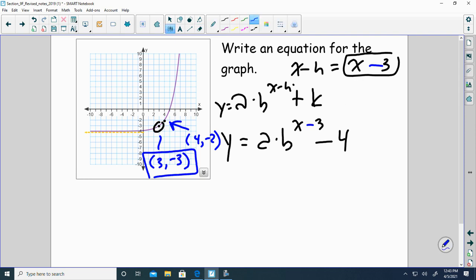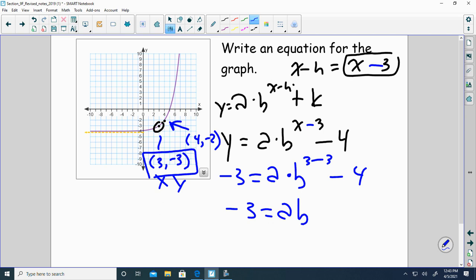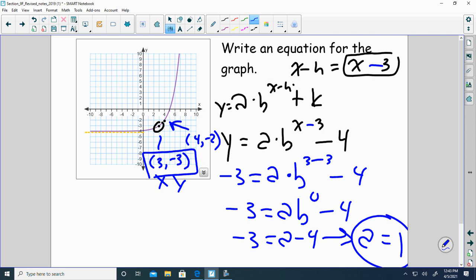There we go. All right, so then when I take this x and y value and plug it in, I'm going to get -3 is equal to a times b to the 3 minus 3, minus 4. -3 equals a b to the 0 minus 4. And we said b to the 0 is 1. So a times 1 is a. So that gives me a is equal to, if I add 4, a is 1.